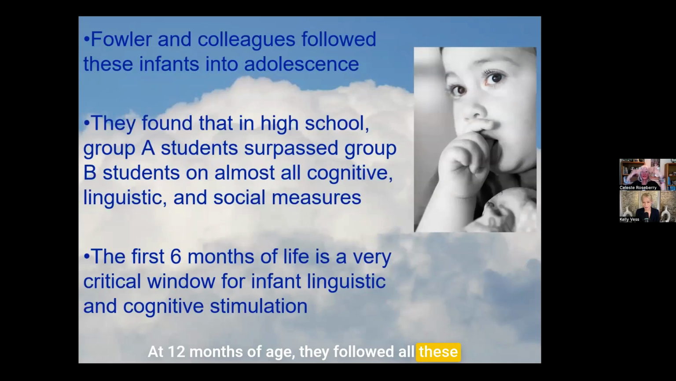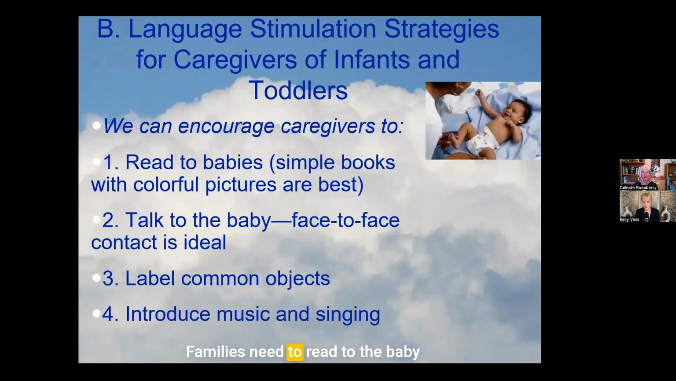They followed all these kids into adolescence and high school. The kids who started the language stimulation at 4 months of age wildly surpassed those who started at 12 months of age. What we're discovering now is that the first 6 months is a very critical window for linguistic growth. Families need to read to the baby, talk, face-to-face contact is ideal, label common objects.